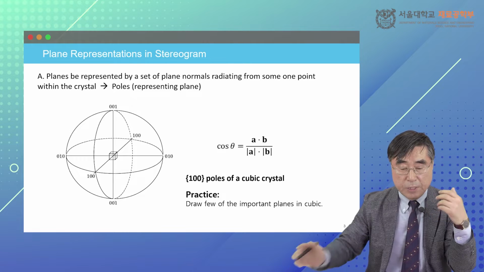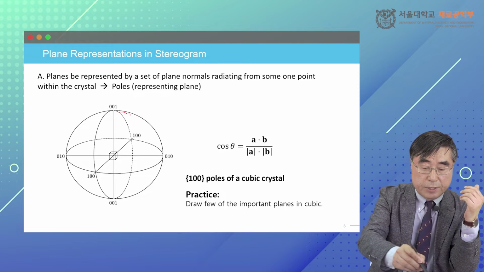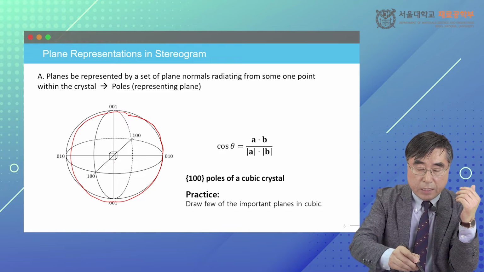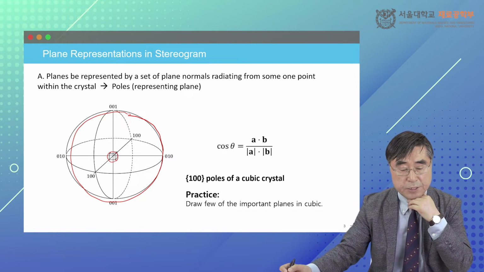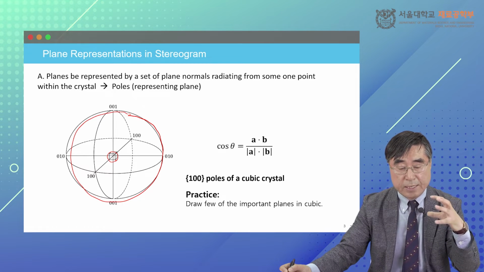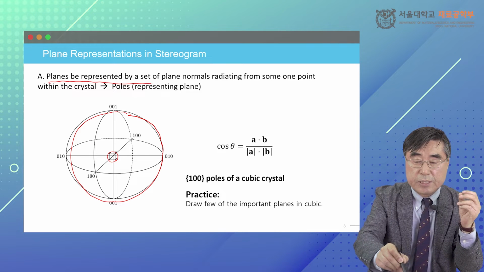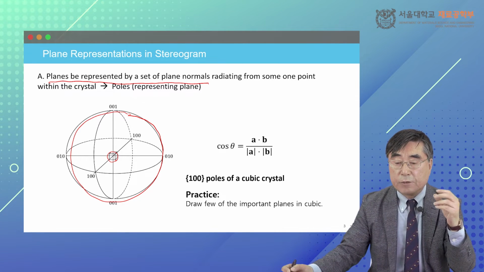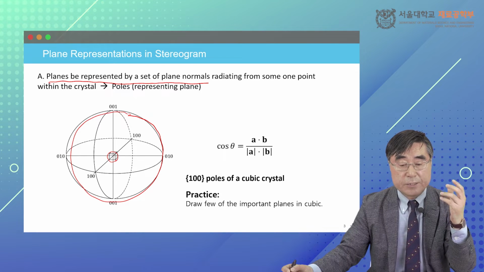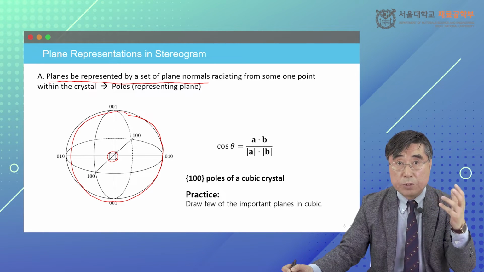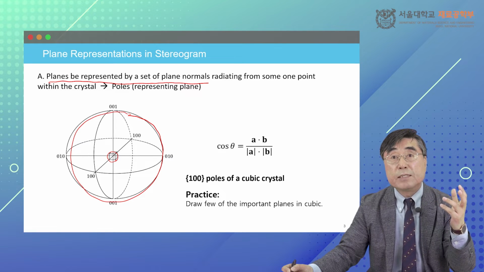So what we will do is we first draw a sphere here and put the objects that are interesting to us as tiny objects in the center of the sphere. Okay. Now, what we will do is we designate the plane as the pole. The planes can be represented by a set of plane normals radiating from one point within the crystal, which we call poles. And this pole represents planes.